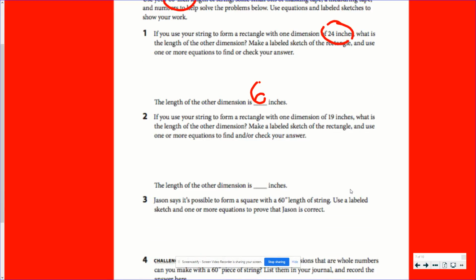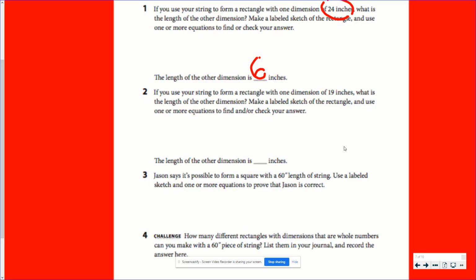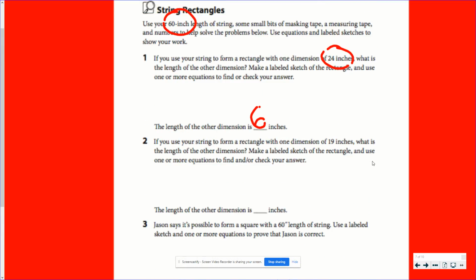There is another problem on this page that I would like you to try on your own right now. It says, use the string to form a rectangle with one dimension of 19. It's the exact same type of problem. Remember that your string, or the total length or the perimeter of the rectangle, is 60 inches. So make your visual, label one dimension as 19, and then start filling in the other parts that you know. Go ahead and pause your video right now so that you can work through that.